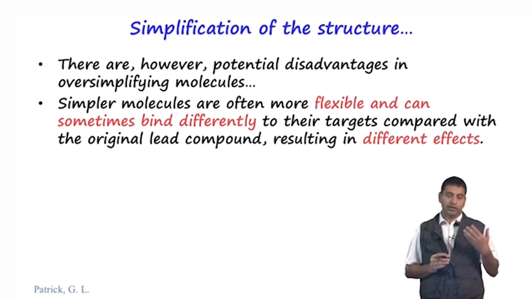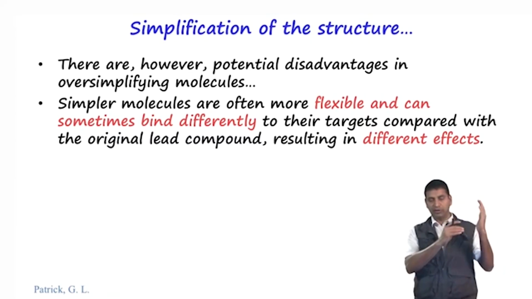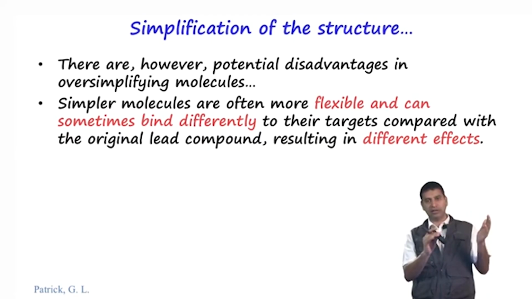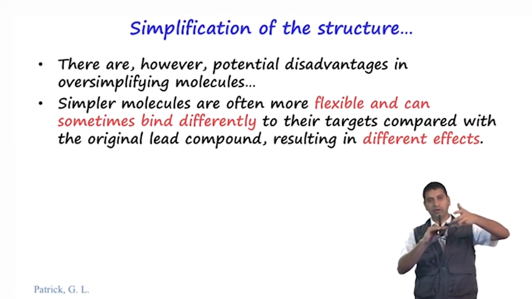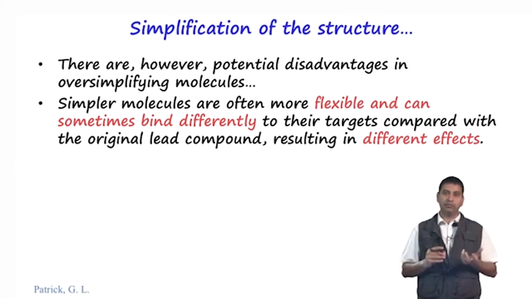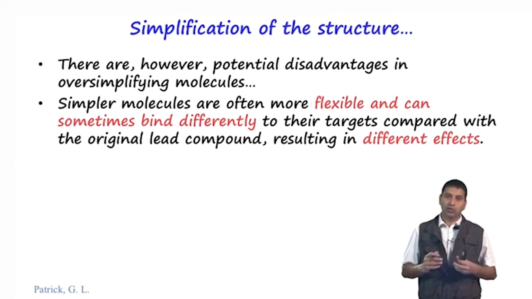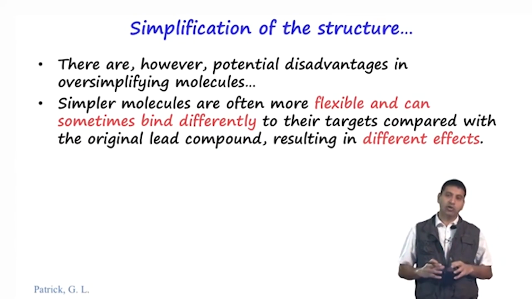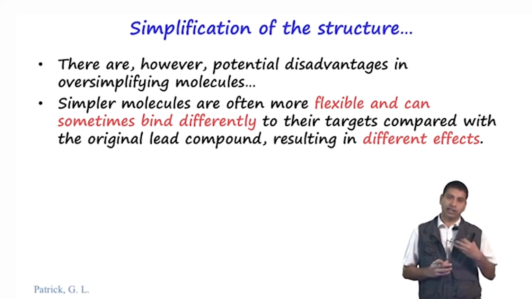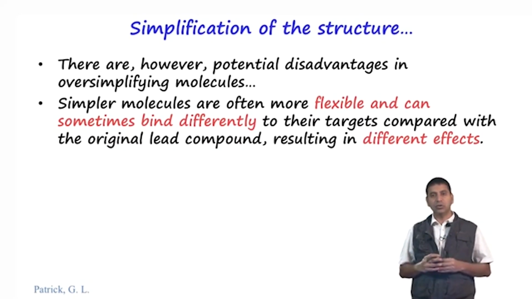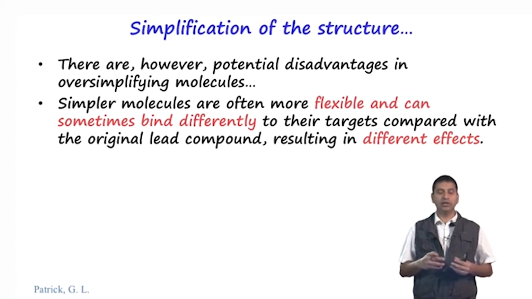So once you have made the molecule simpler, for example in the glypine case we have removed all the rings, and now the molecule is going to rotate quite easily and it makes it more flexible. Once you make it more flexible, then the active conformation is going to change. If the active conformation changes, then the efficacy of the molecule might go down because it is going to bind differently. So it is possible that you might see different effects compared to the original lead compound. This must be kept in mind while we are trying to simplify the structure.